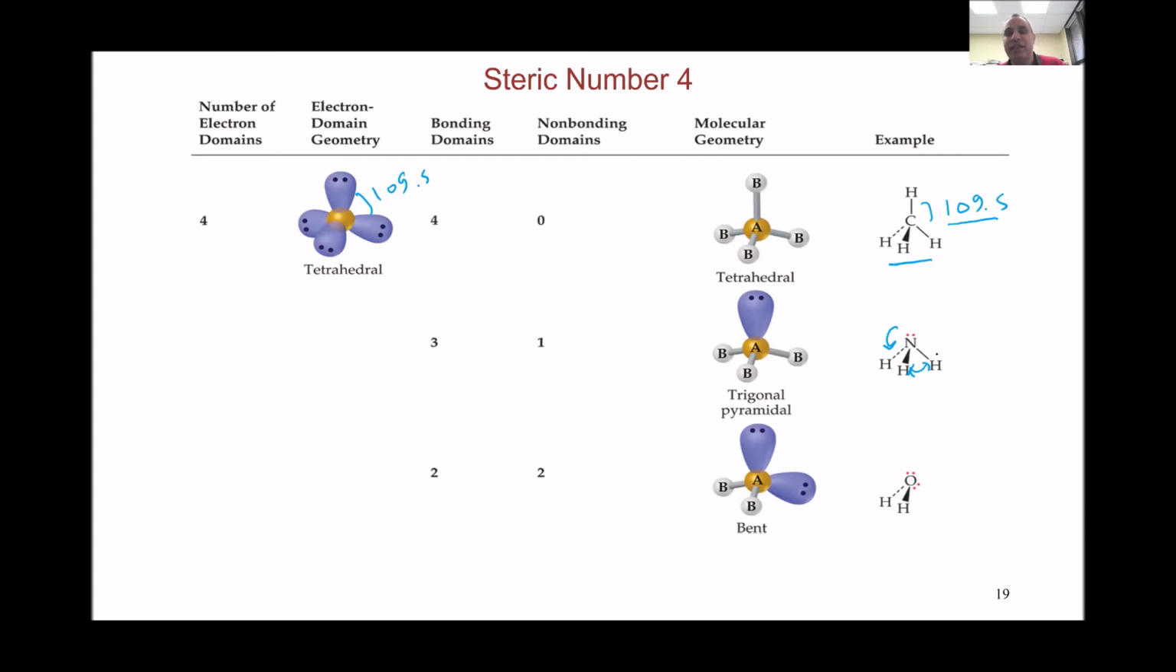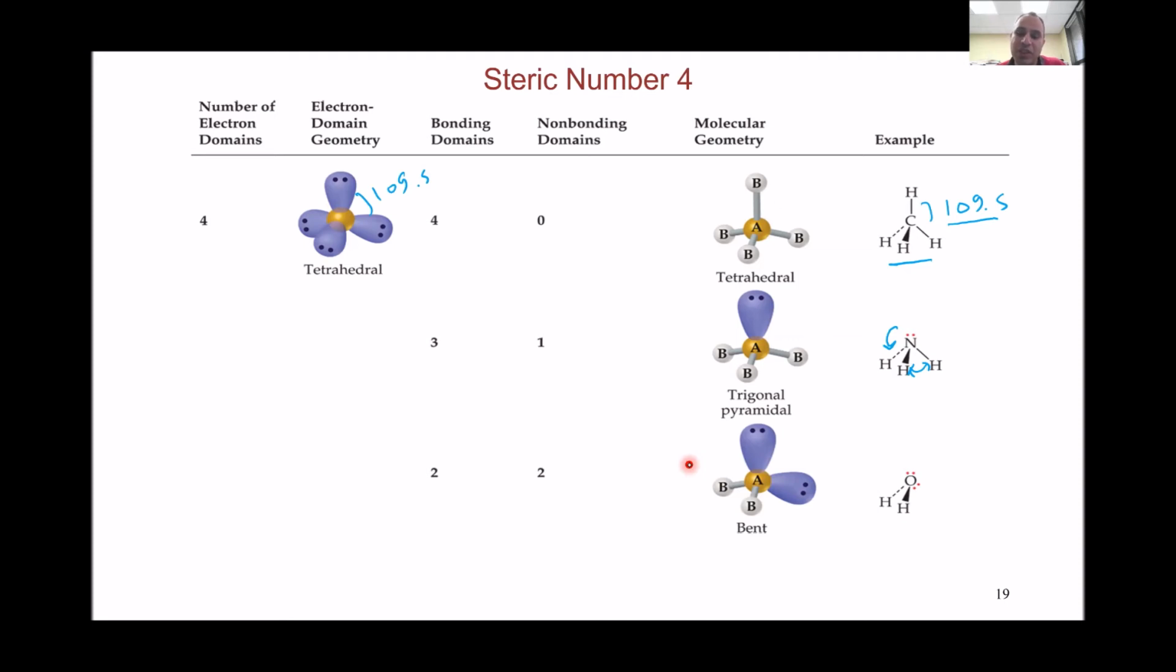Third case: if the central atom is only using 2 domains for bonding and 2 domains are occupied by lone pairs, in this case the shape is going to be determined by the atoms alone, and it's going to be a bent shape.